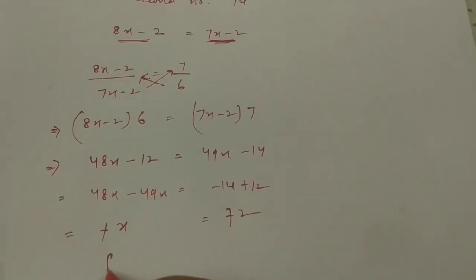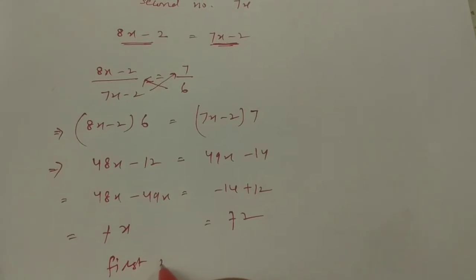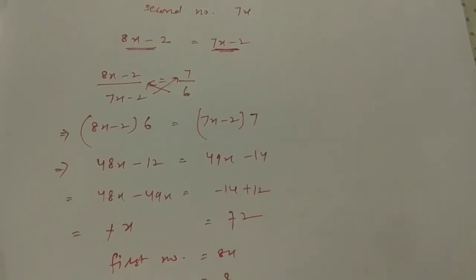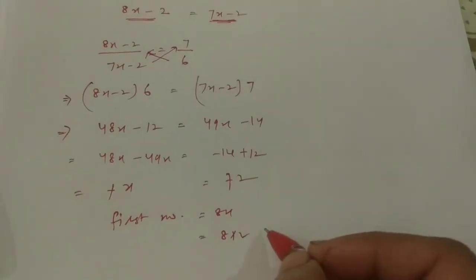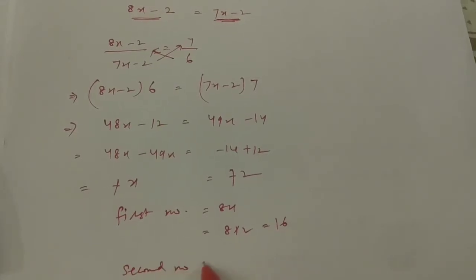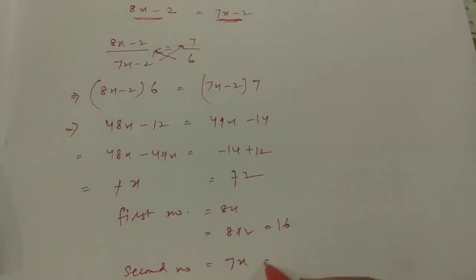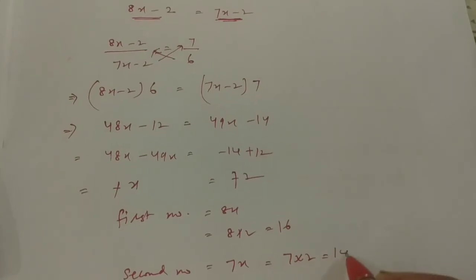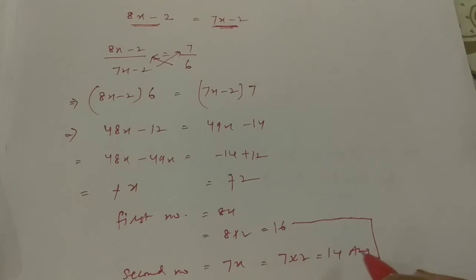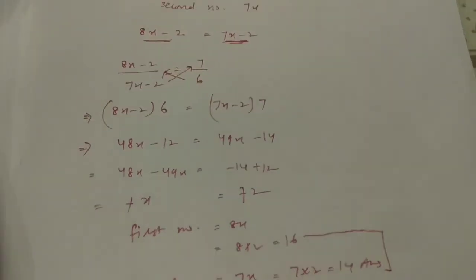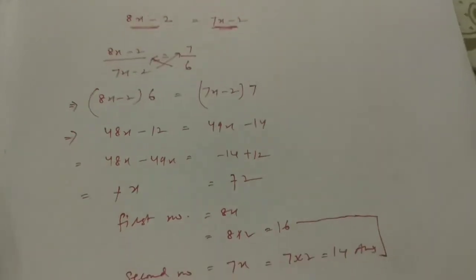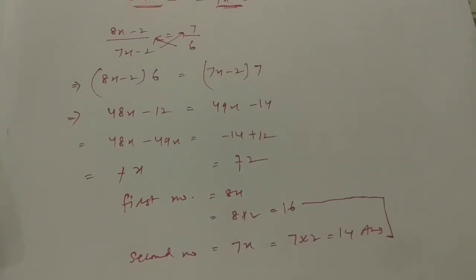So here we will derive our answer. First number is equal to 8x, that is 8 into 2, that is 16, and second number is 7x, that is 7 into 2, which is 14. These both are our answers. So hope the question is clear. Have a full glance of question number 3. Now let's move to question number 4.